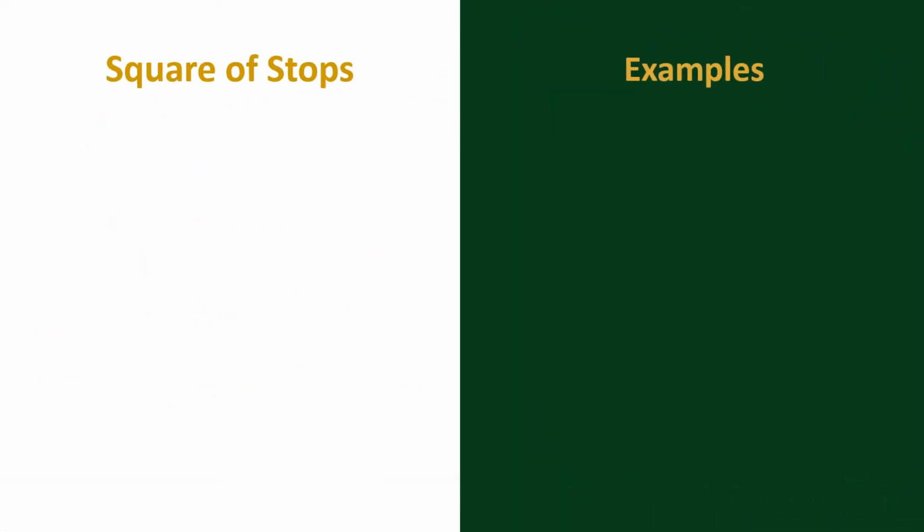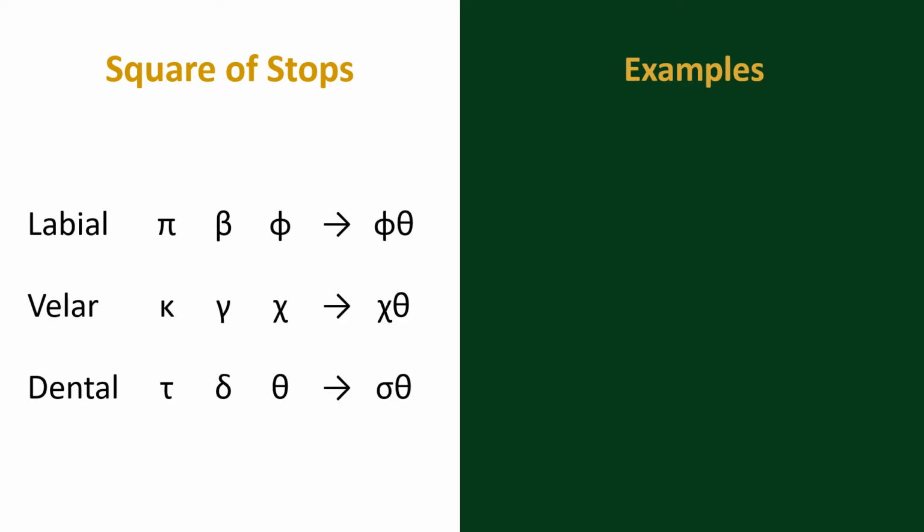There is one more critical piece of information that you need. It concerns the square of stops. Once again, the square of stops. By now you realize how important it was to memorize the square of stops. It just keeps cropping up.